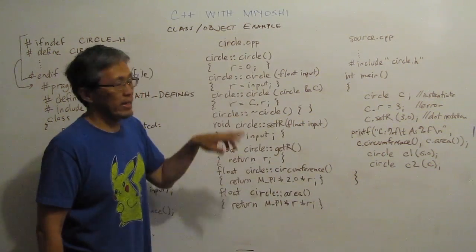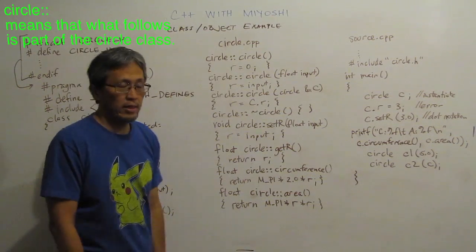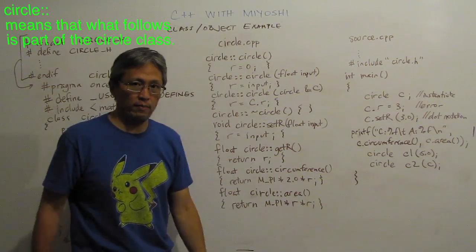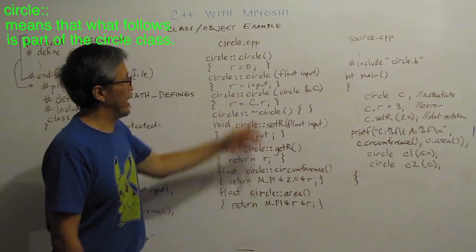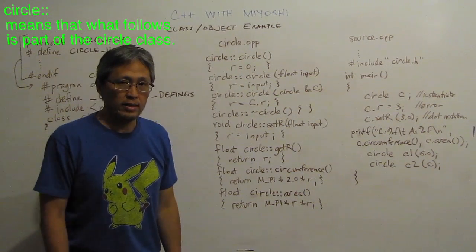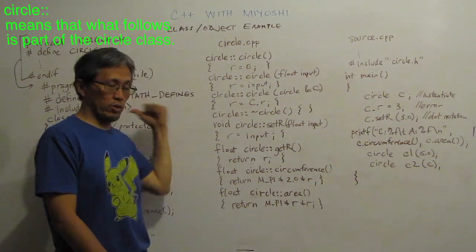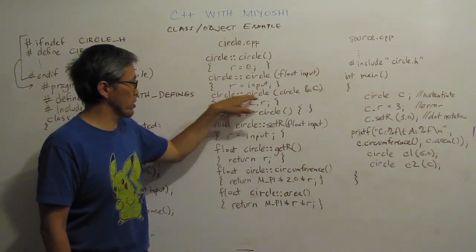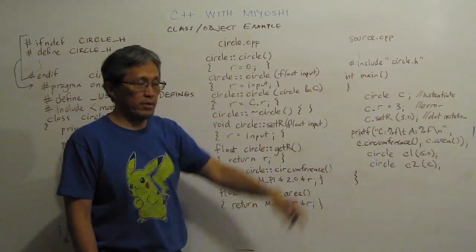And the way you know that is with the Circle::, that says if that's not in front of there, if I just had a circle, it wouldn't know what to do with it, because it says, hey, what's a circle? And you have to have the Circle:: to say that this is the circle associated with that circle class. Okay? Circle::Circle with a Circle& c.